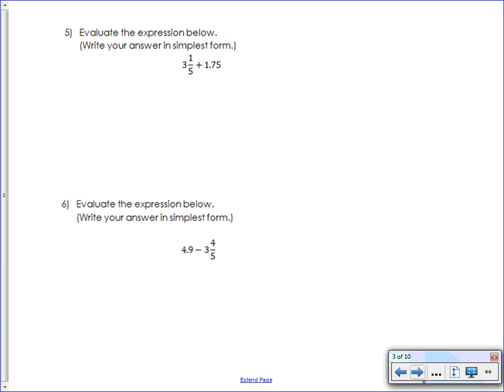Number 5, evaluate the expression below. So you can either change these both into fractions or both into decimals.